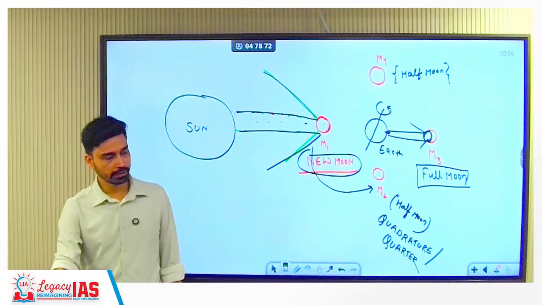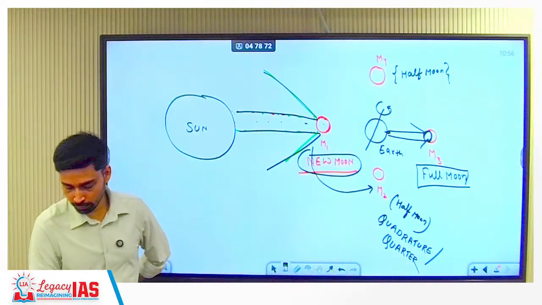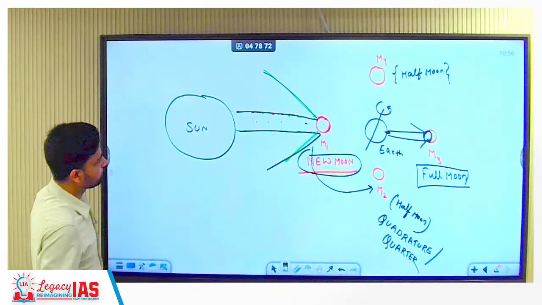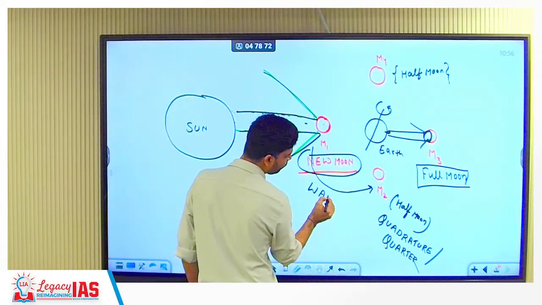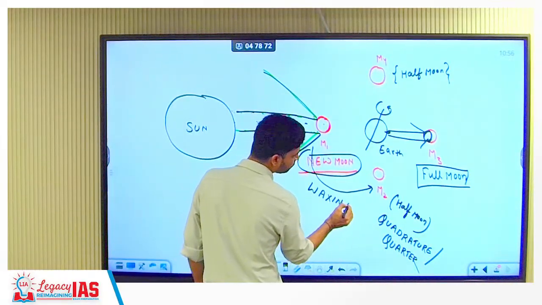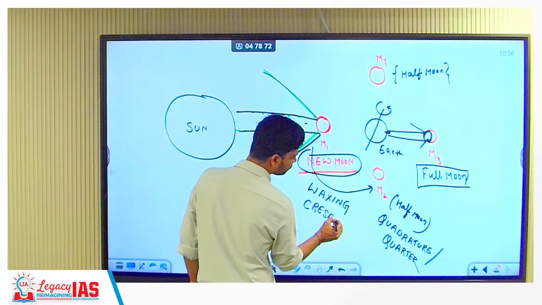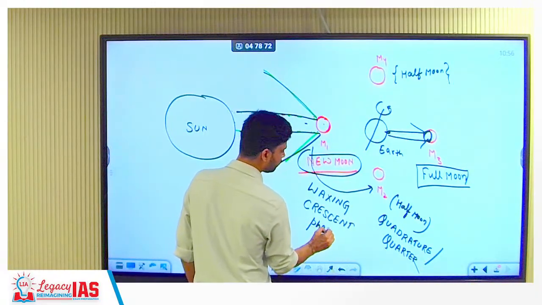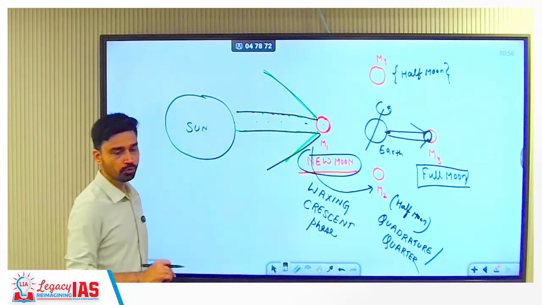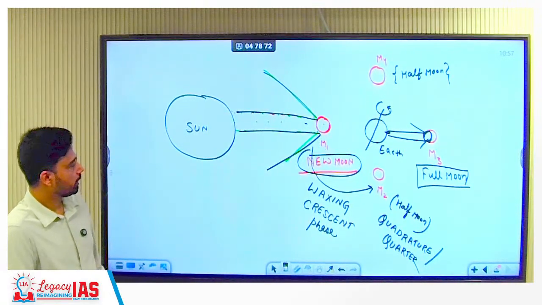So, first we can write M1 to M2. When the moon is starting its journey from the new moon and going toward the first quarter, this particular phase of the journey between M1 and M2 is referred to by the term waxing crescent phase. The entire journey of the moon between M1 and M2 is referred to as the waxing crescent phase.